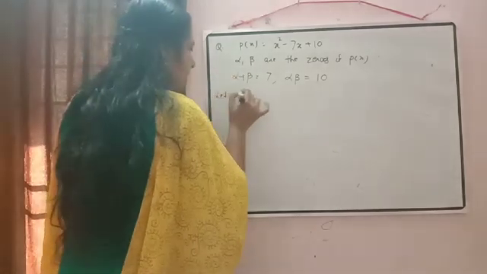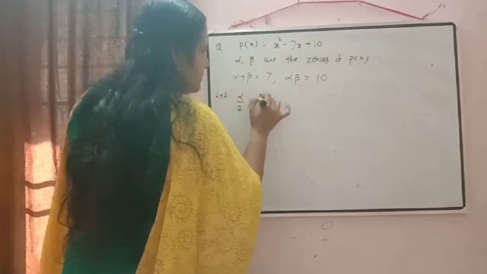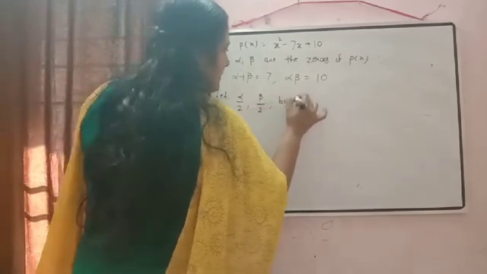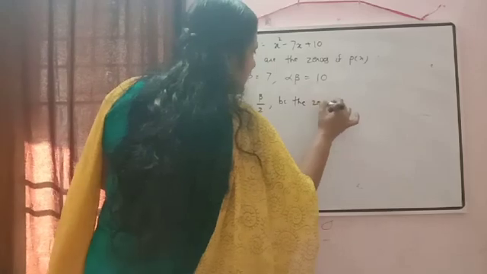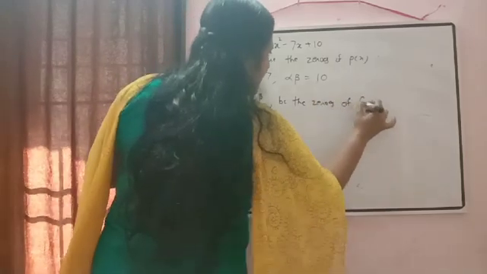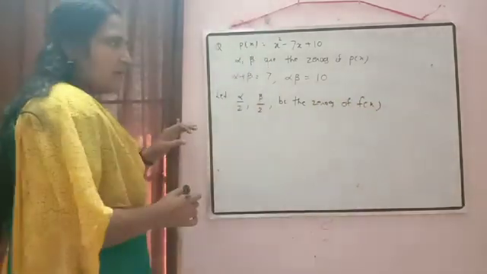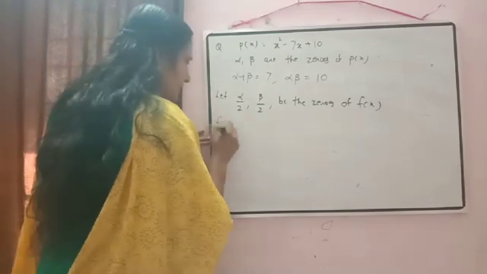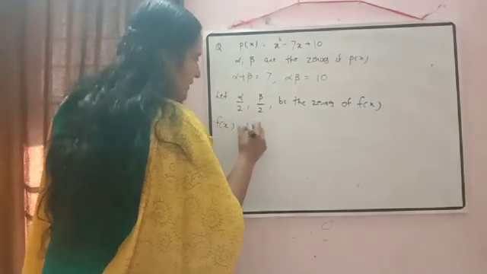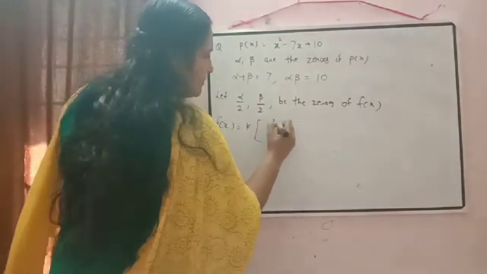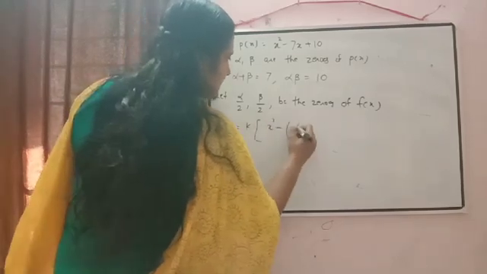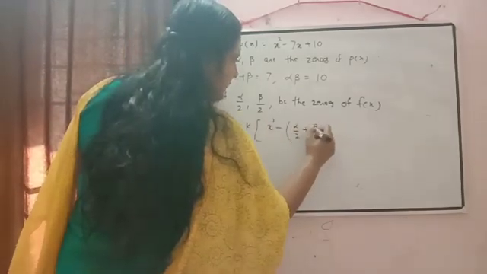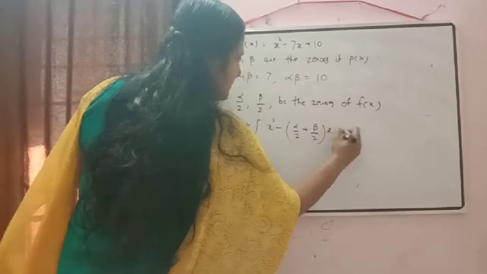So to write it down, let alpha by 2 and beta by 2 be the zeros of our required polynomial f of x. Now I think we can write directly the sum and product. So f of x is equal to k into x square minus sum of the zeros, alpha by 2 plus beta by 2, into x plus product of the zeros, alpha by 2 into beta by 2.